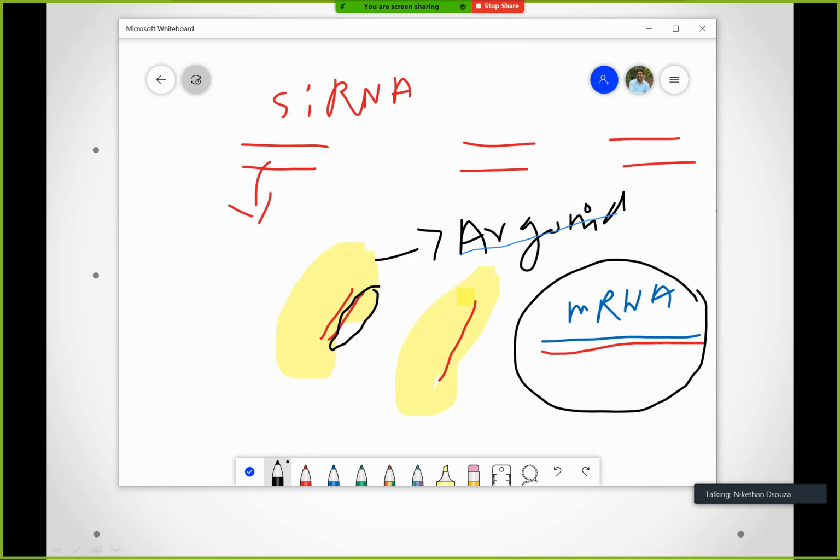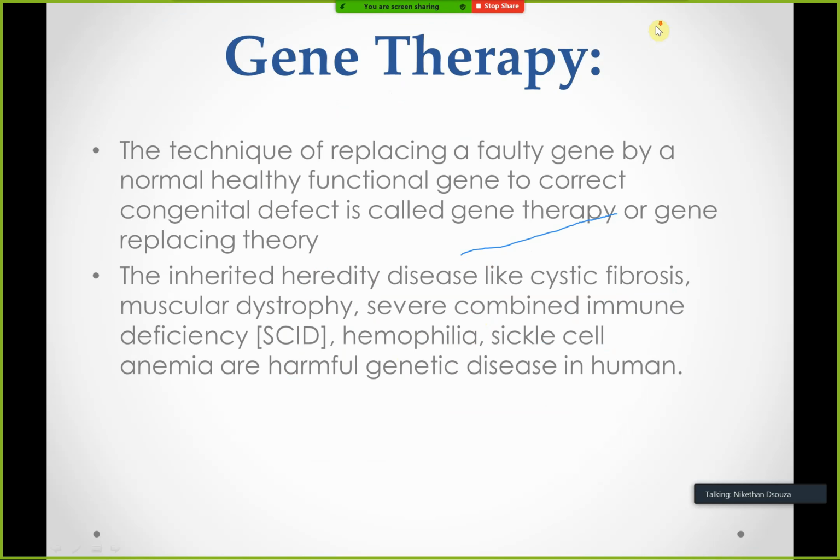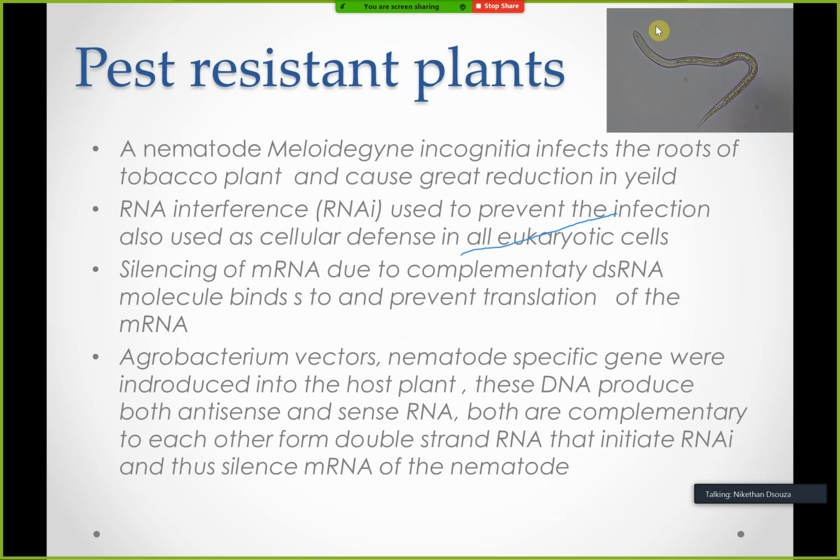So this is a whole complex process, and what I explained is the easy way. Here it says only that it is the silencing of mRNA due to complementary double-stranded RNA. The molecules bind to and prevent translation. That is, the mRNA gets silenced by the binding of double-stranded RNA. The complex process makes this double-stranded RNA into single-stranded RNA, and this single-stranded RNA goes and binds to the mRNA.